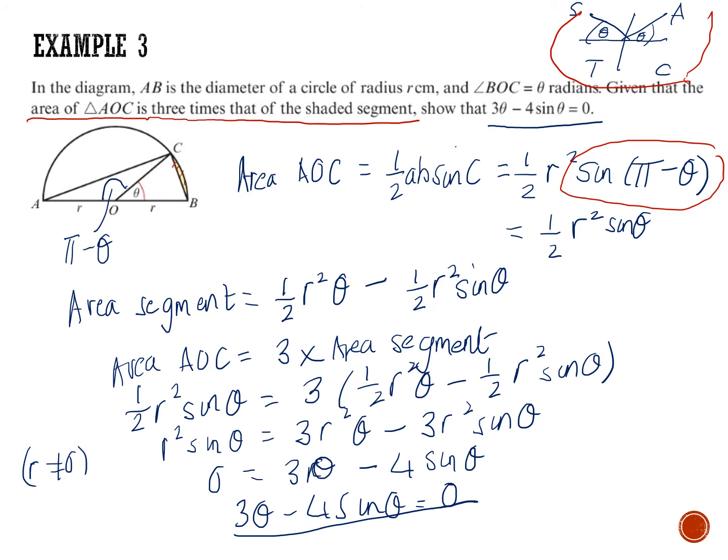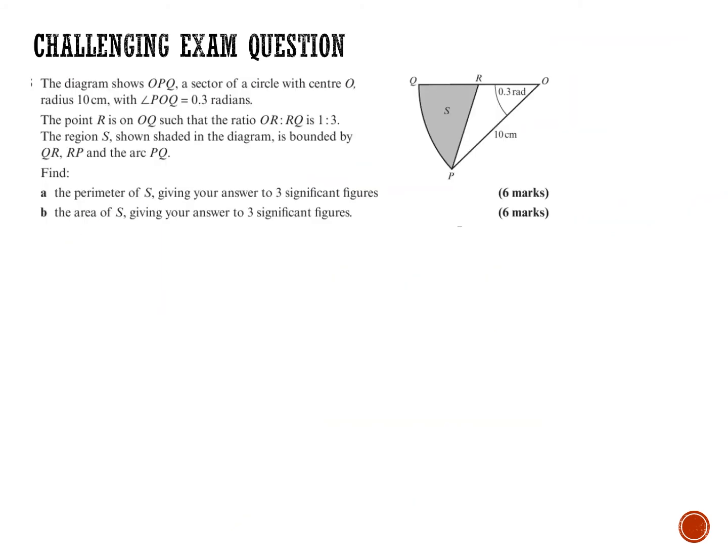Right, final example. Oh my goodness, a challenging exam question. So you're going to pause this and copy down the diagram, 12 marks. So there's going to be quite a lot going on here. We're going to have to show our working nice and clearly, and we've got quite a lot of information going on as well, which we're going to read through as we copy it down. Nice diagram. So a sector of a circle with centre O, radius 10, so the whole thing is 10, POQ 0.3 radians. They've marked all of that on.